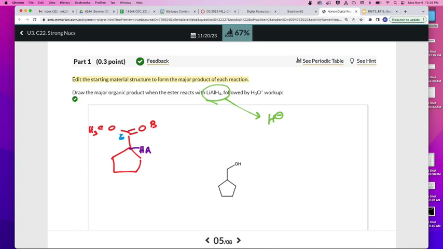LiAlH4, you should have that one memorized. That's one of our common reagents. Yes, that supplies H-. What John said, I think, is right. What if you didn't memorize it? Draw it out. Look at the reactivity within the molecule.